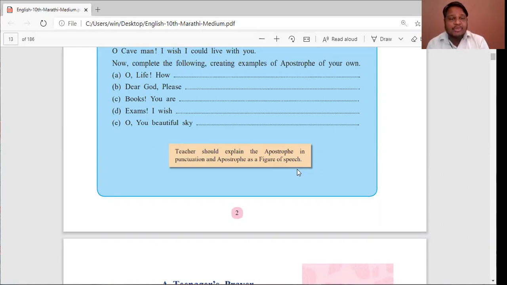Most of the time we use the apostrophe punctuation mark when we want to make a subject and auxiliary verb into a short form. At that time we can use an apostrophe. When we want to show possessiveness, at that time we can also use the apostrophe punctuation mark. For example, we will write the example here.